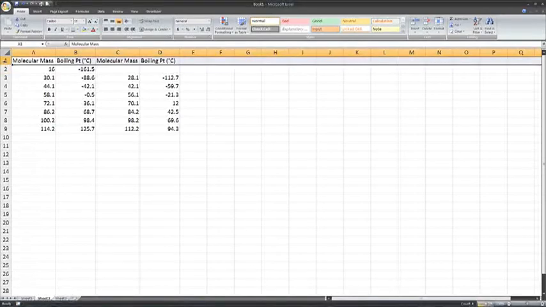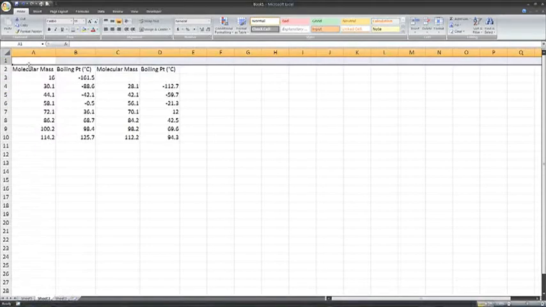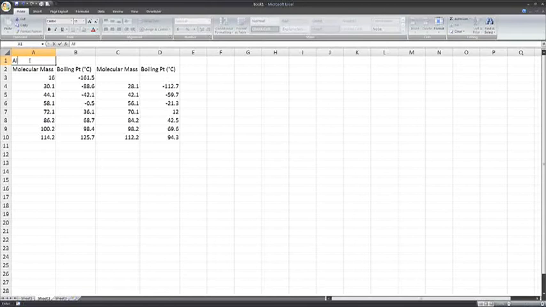What I've actually got here are, I'll just label them. I've got a set of data for some molecules called alkanes, and these ones are called alkenes. So I'll just clearly label those so that we know what we're looking at. Okay, so that's one. There's one set of data here, and there's another set of data there.